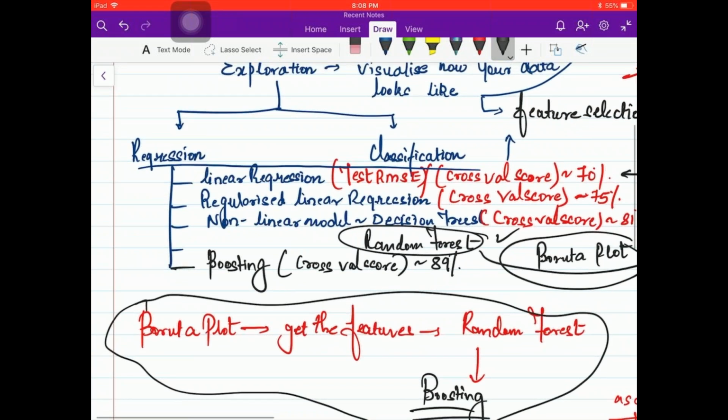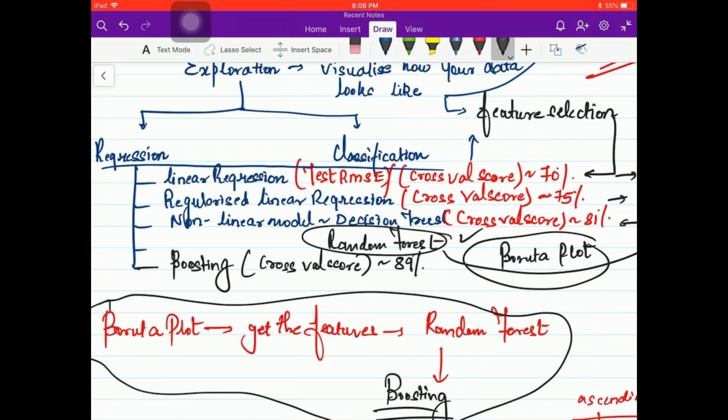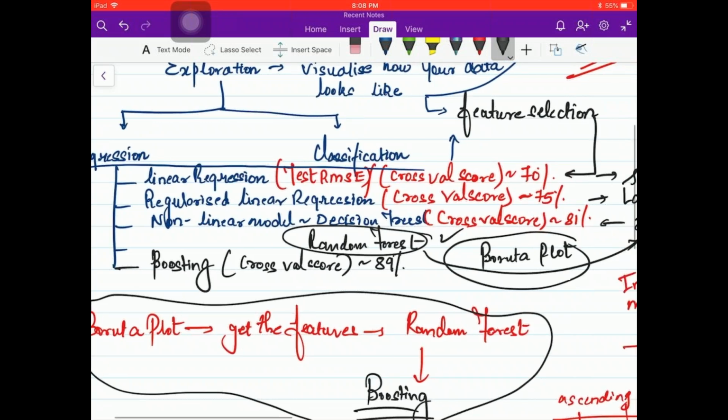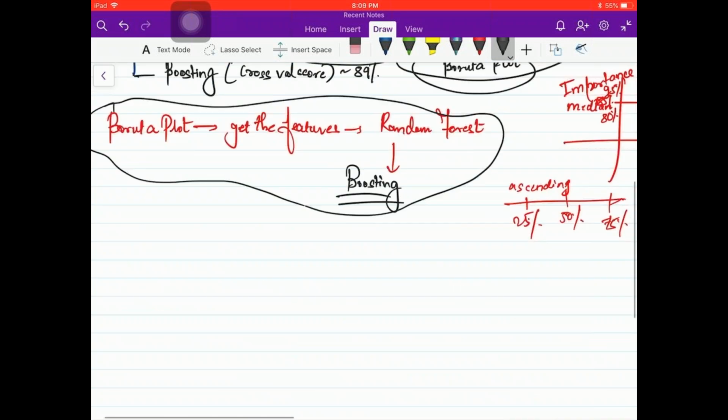So you do a linear regression, then you do a regularized linear regression, then go with a nonlinear model. Go with a decision tree, and then do a Boruta plot, feature engineering, and then go for a random forest. So this is how typically you should start. This is what we talk for regression.